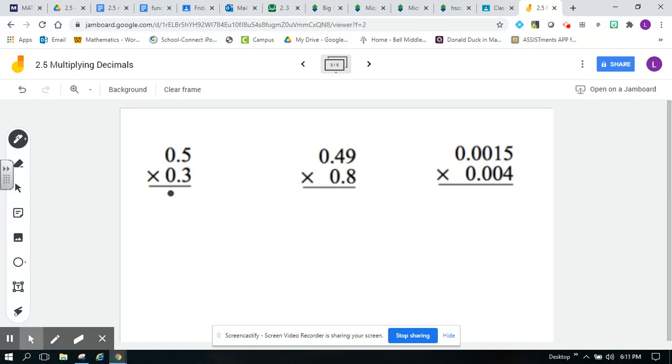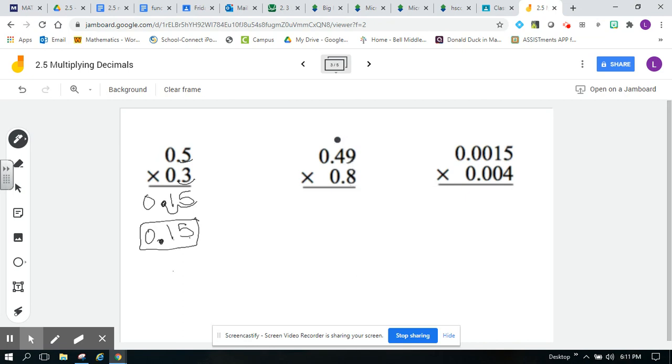3 times 5 is 15. There is 1 place, 2 places, so I count 1, 2 places and put my decimal, and I put a 0 out in front. 0.15, or 15 hundredths. I'm going to multiply just like I did before.